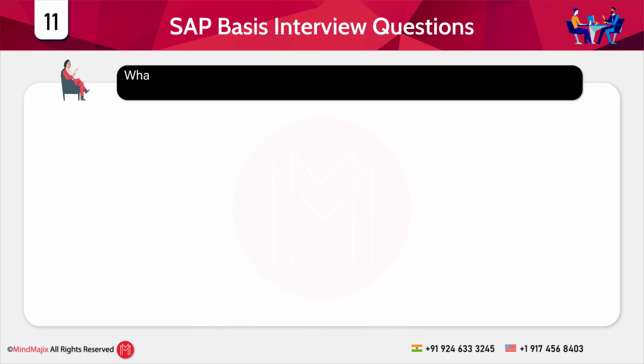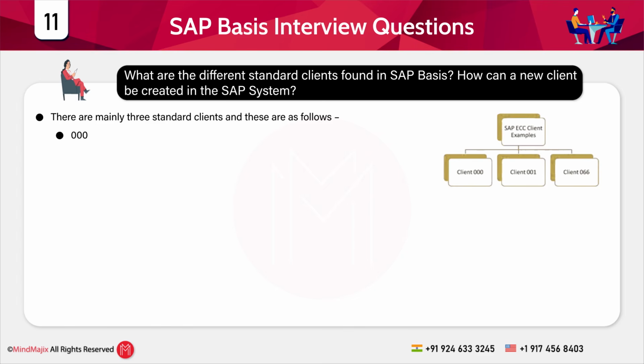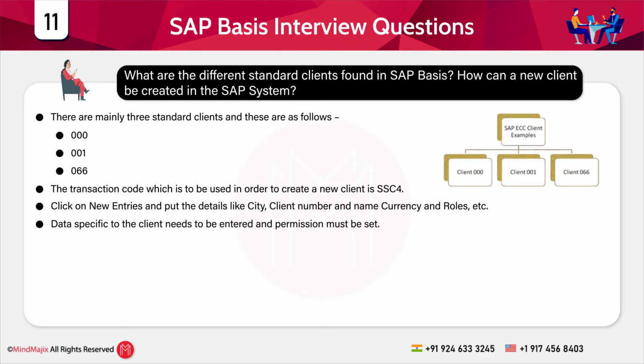The next question is, what are the different standard clients found in SAP Basis and how can a new client be created in SAP system? So there are mainly 3 standard clients which are present in SAP Basis, and those are, as you can see on the screen, 000, 001, and 066. So if you talk about 000, so this becomes available with the installment of R3 system. So this is also known as the master client. If you talk about 001, so this is basically just a copy of 000. So it has a test copy. In order to create new clients, you can make use of 001.